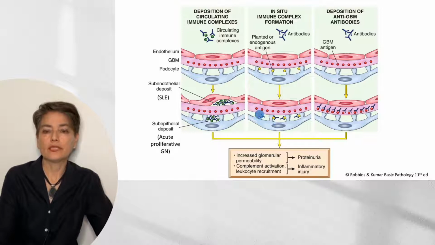This is again going to give us our granular appearance. And our one linear example of this will be the deposition of anti-glomerular basement membrane antibodies in Goodpasture. It's going to line up here with that linear immunofluorescence.